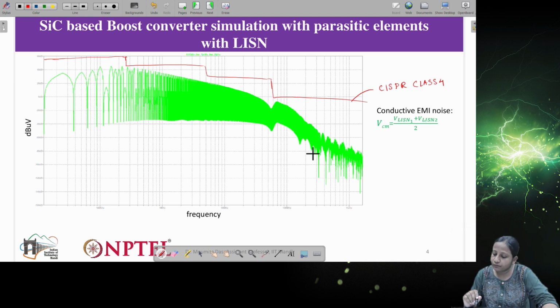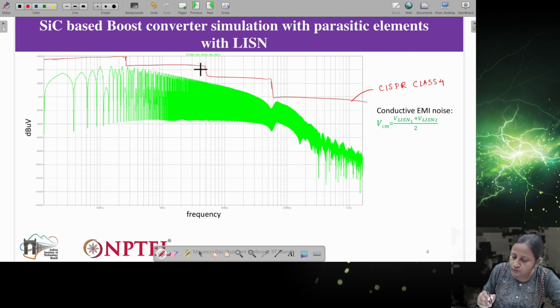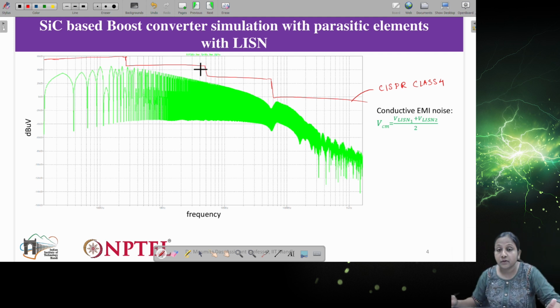So the noise achieved in this particular converter is well below the CISPR class 4 limit. Now if we choose class 1, then it will probably be much below that. So it is satisfying, it is even below class 4. So there is no requirement of a filter for CM. So designing of the filter depends on whether there will be a requirement or not.